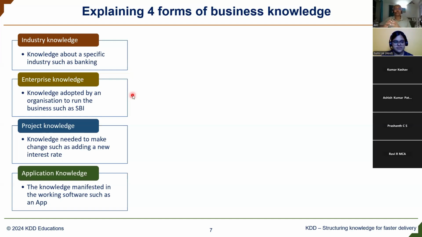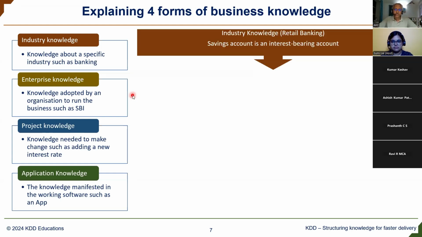Application knowledge is where people use that knowledge. The consumer, for example, if you're accessing a bank, you will have an app. You will work on that. You will transfer money. You will open an account. All those activities which you do specific to that particular app become the application knowledge. So when we say business knowledge, we are talking about all these 4 forms. Let's take an example to understand it a little better.